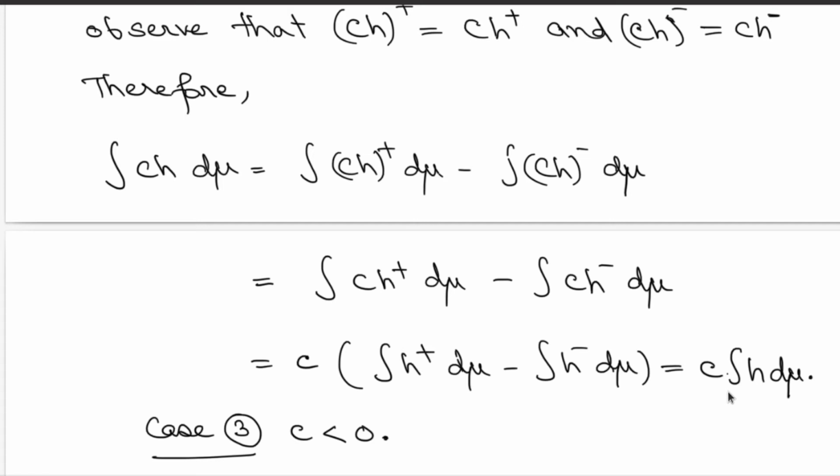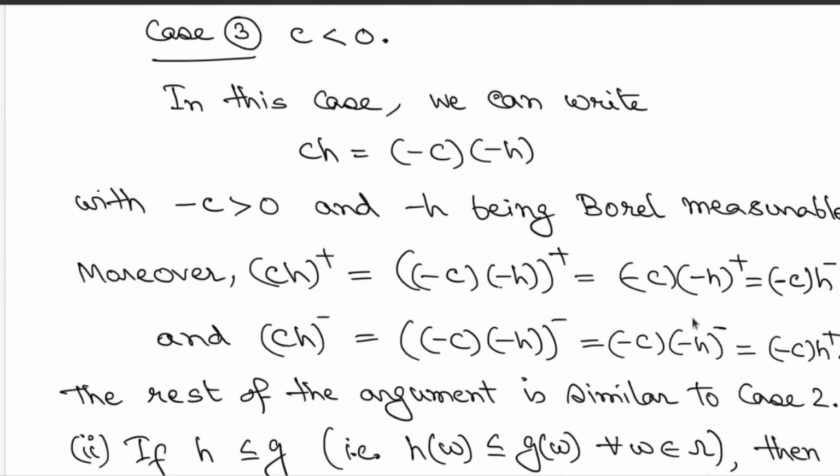So you have managed to show that no matter what kind of measurable function you take, as long as the integration h d mu exists, integration ch d mu also will exist, and it will just be c times the actual integration of h. So that's great. You have managed to prove it for the cases when c is 0 and c is positive. But what happens when c is negative?